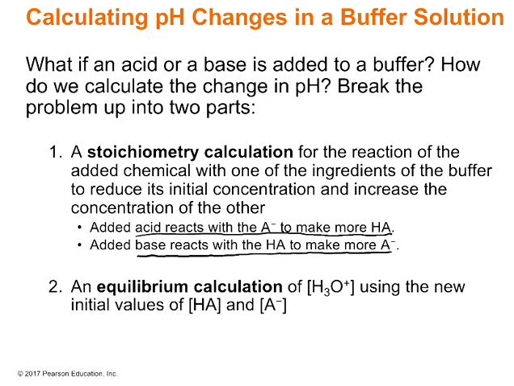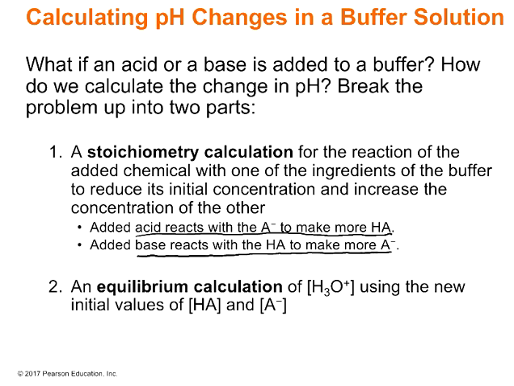So we need to determine how the concentrations of the original acid and the original base are changing after the addition of outside acid or outside base. Then, once we know the new concentrations, we can perform an equilibrium calculation of the concentration of hydronium ions using the new initial values of the acid and the base. So that's a lot of words. Let's actually do a practice problem.